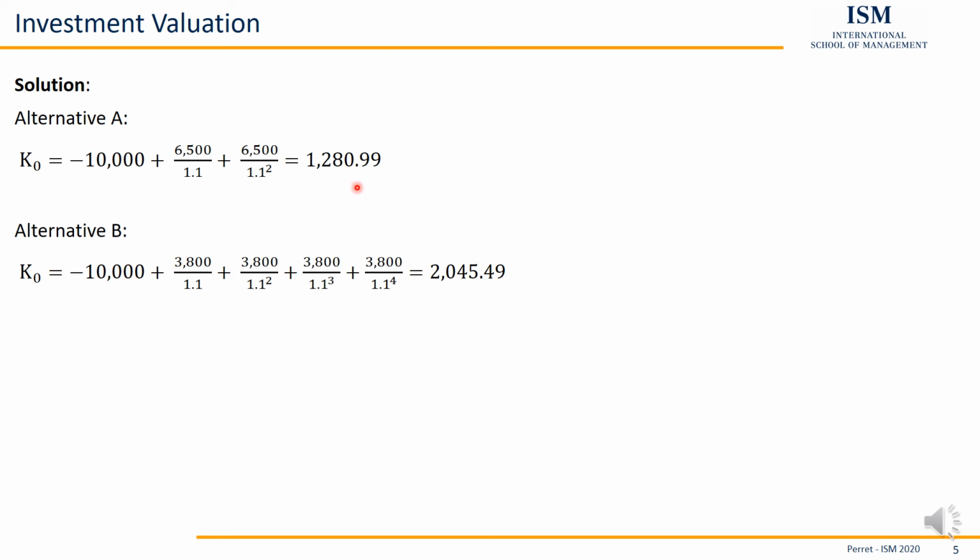So my conclusion here should be both are economically feasible, but alternative B leads to the higher net present value. That's why this version should be realized.